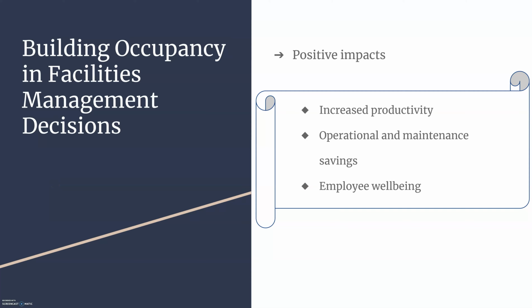There are a few ways that proper building occupancy planning can positively impact facility management. One potential impact of proper building occupancy planning would be increased productivity. In today's work environment, collaborative spaces help encourage teamwork and bonding.